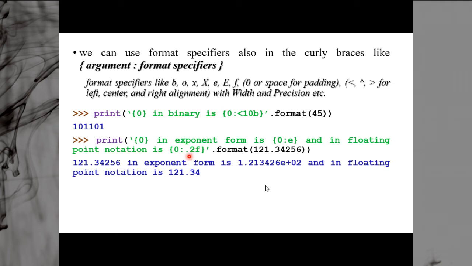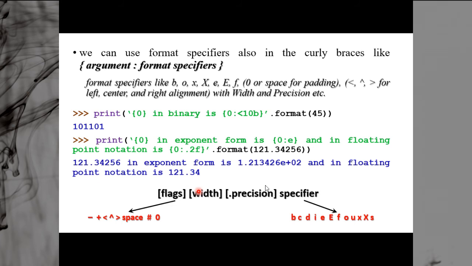In floating point notation I have specified 0.2. 0.2 means the precision, the number of decimal places I want, is 2 decimal places. So automatically 121.342 becomes 121.34. Suppose the number is 121.349, so it will be 121.35, rounded off automatically. So this is how you can use the format specifiers.